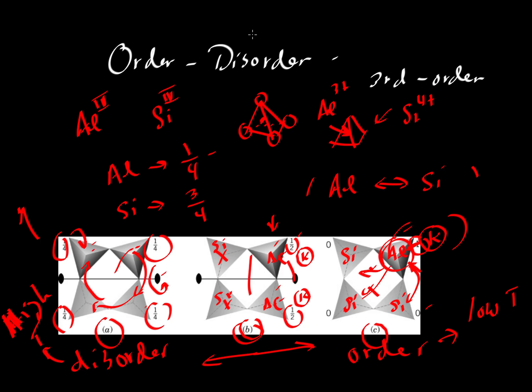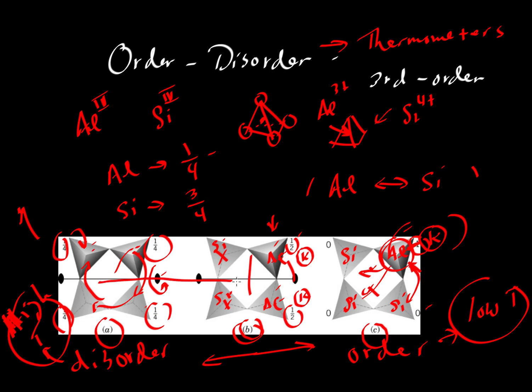Probably the single biggest application is that these are very important as thermometers. We can use order-disorder relationships in various kinds of phases to tell high temperature or low temperature systems. Actually, it's not just making a category, but we could have a continuum of order from, let's say, high to low, and that would be a continuous thermometer that would tell us how hot or cold a certain geological system is.